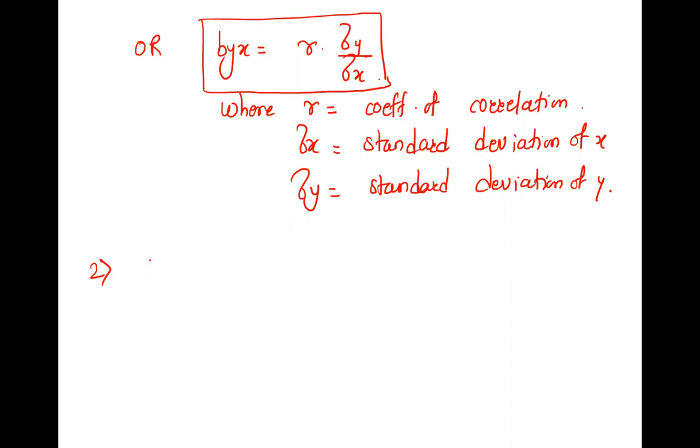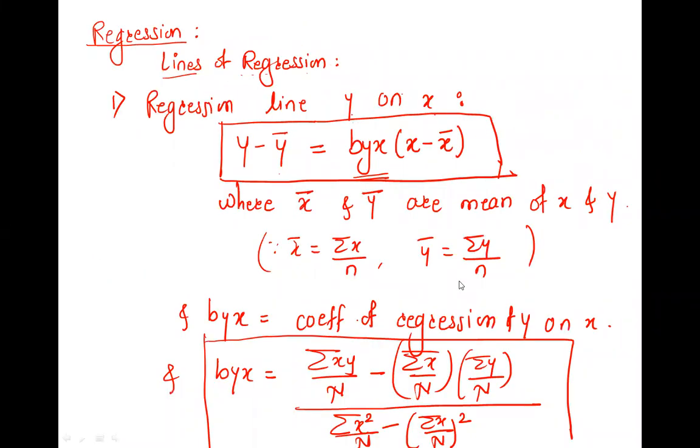What is the second type? Regression line x on y. Right, there are two lines. So regression line x on y. Can you just define x on y now? I'll show you the first one, y on x. See this, and can you tell me the change? We'll change only the roles of x and y and we'll get the line x on y. Can you tell me that? X minus x bar is equal to bxy into bracket y minus y bar.